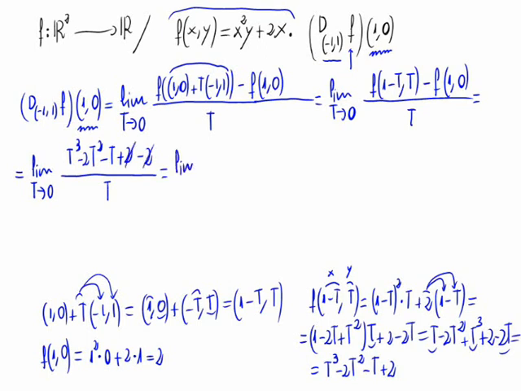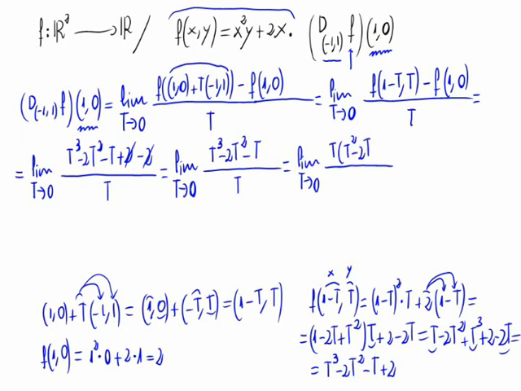We have the limit when t approaches 0 of t cubed minus 2t squared minus t divided by t equals the limit when t approaches 0 of, t is a common factor, so t times (t squared minus 2t minus 1) divided by t. We can simplify the t's, and this would be the limit when t approaches 0 of t squared minus 2t minus 1. Now we just have to substitute the 0 where there's a t.